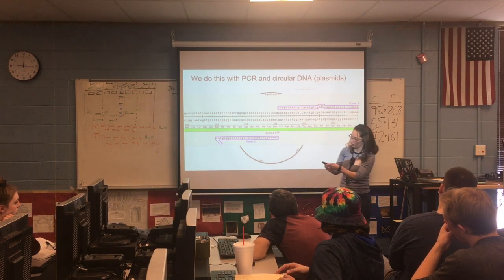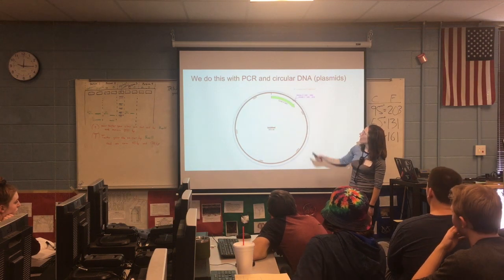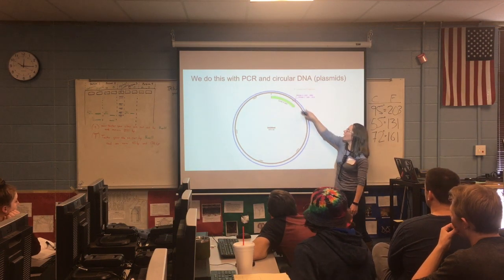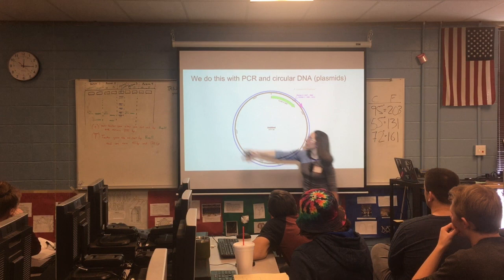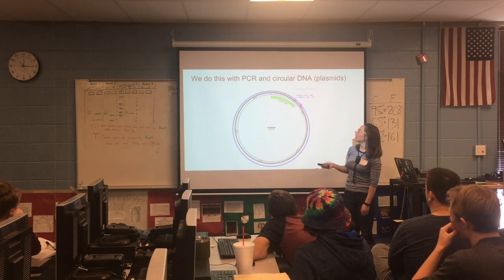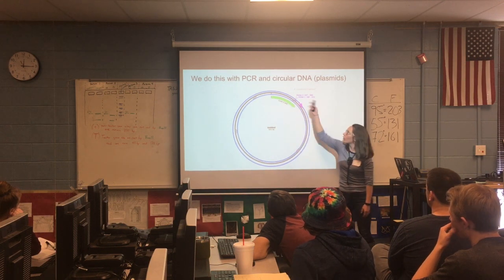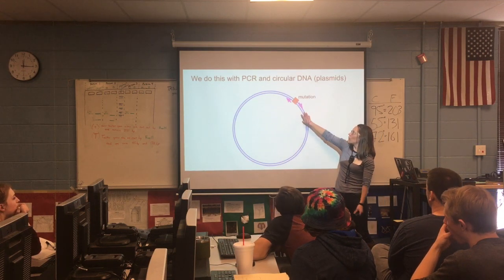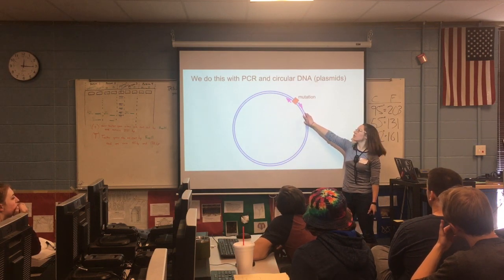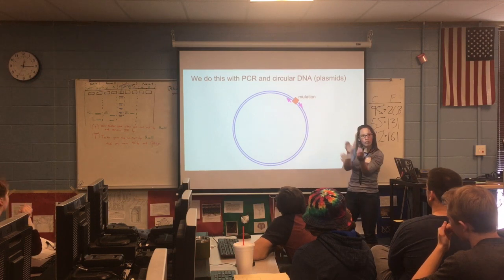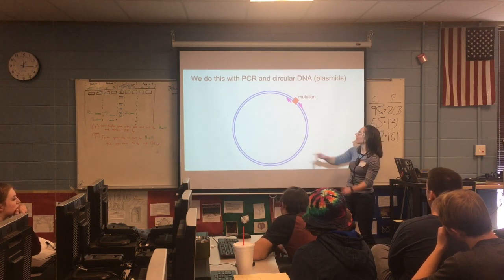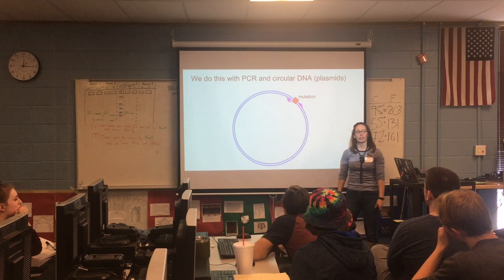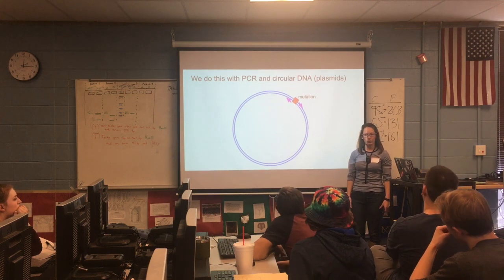Because it's a circle. So if we start this way, we're going to copy around that. And if we start this way, we're going to copy the other way. And then over time, we now have 2 brand new pieces of DNA that are totally complementary to each other. They'll bind together, except for this one piece right here in the middle that has a mutation.